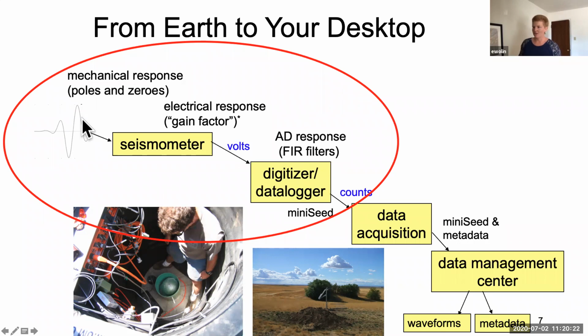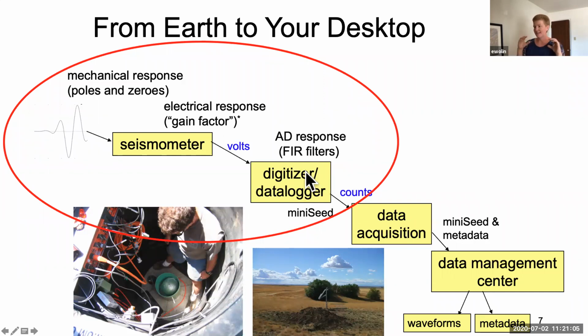So we start with ground motion. That's recorded by a seismometer that has a mechanical response, and that's described by poles and zeros, if you're familiar with those. If not, I'll talk about them briefly in a minute. It has an electrical response, and that seismometer outputs an analog voltage that goes into a digitizer, right? So here's our seismometer here. It's got a cable that runs to the digitizer, and that digitizer takes the analog voltage and turns it into a digital signal. As part of that process, it applies something called FIR filters. These are finite impulse response filters. We'll talk about those in a minute.